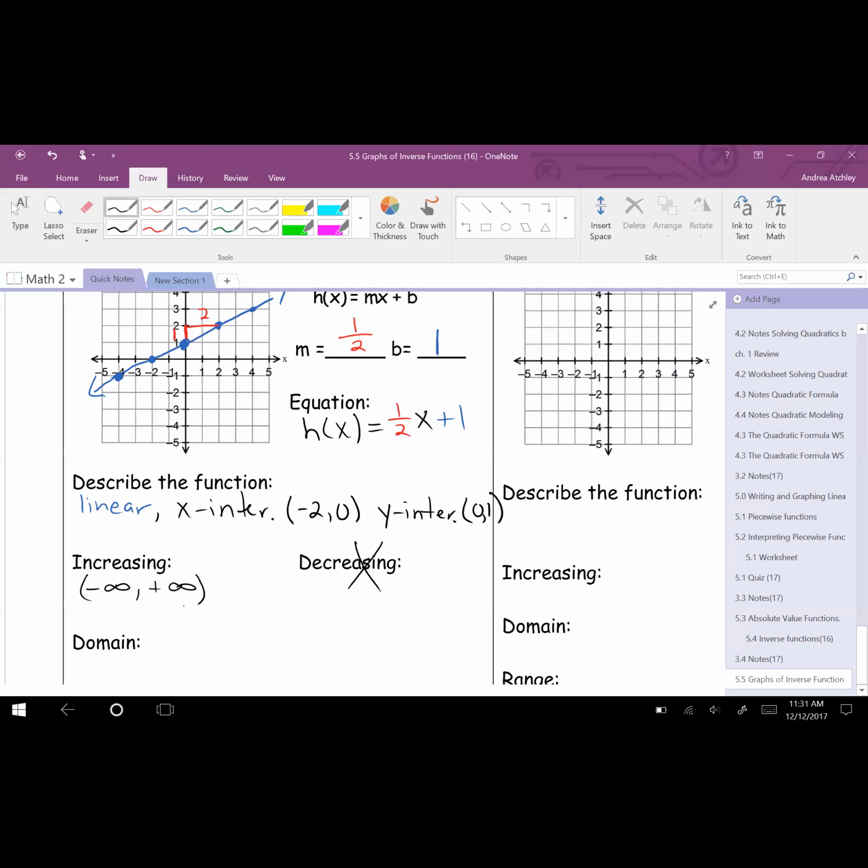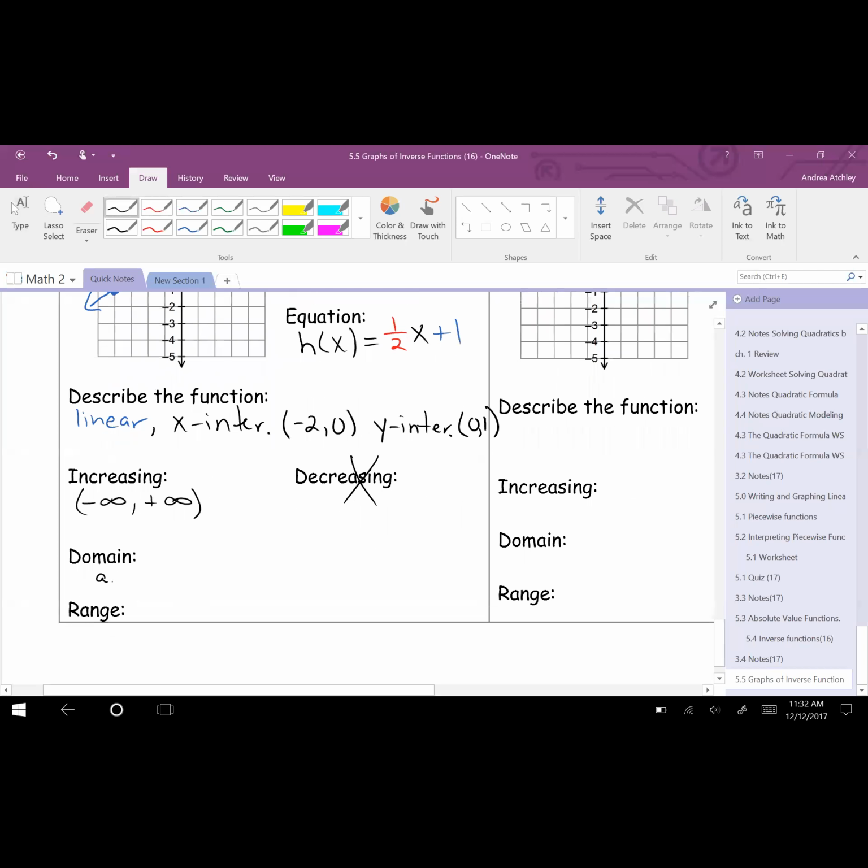The domain is how far to the left and how far to the right I will go. Ethan Olson, are you okay? How far to the left and right will this go? Domain, infinity. So this is all real numbers, -infinity to positive infinity, however you want to write it.